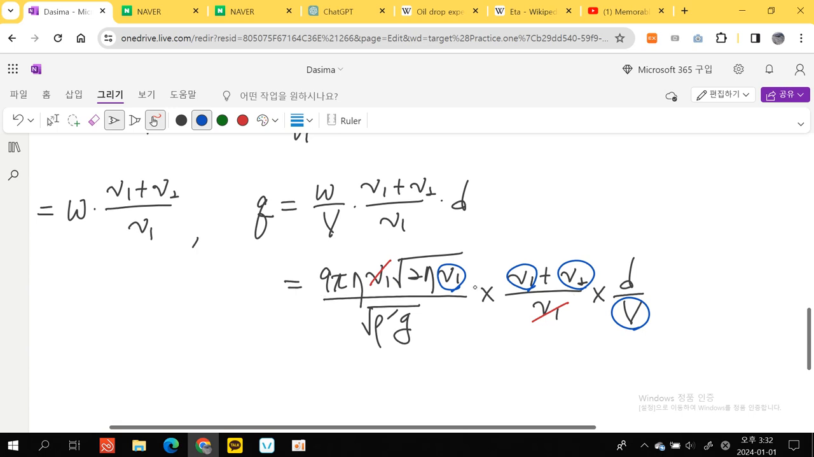And the result of this experiment shows that this electrical charge is always a multiple of a certain value, like this. And this e is the electrical charge of an electron.